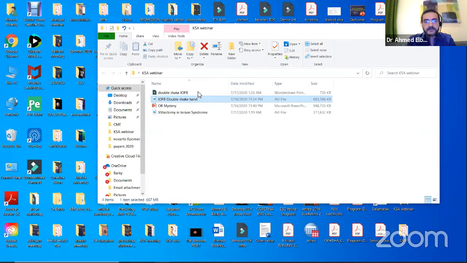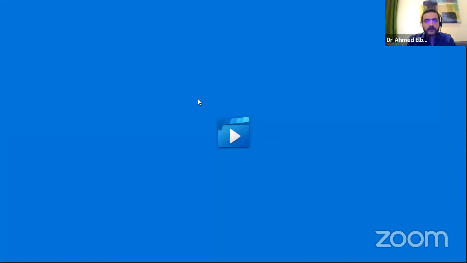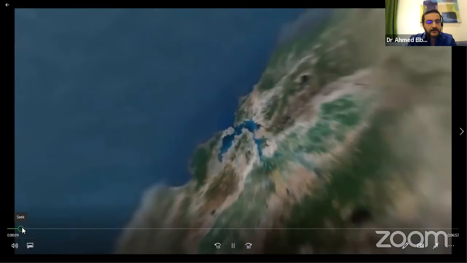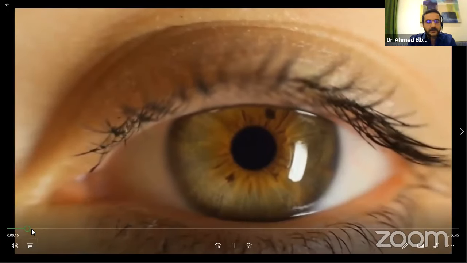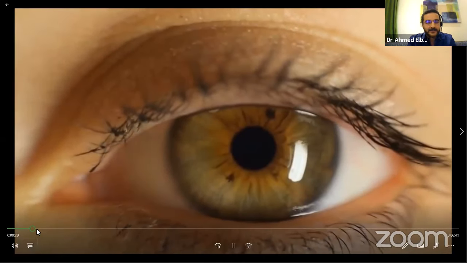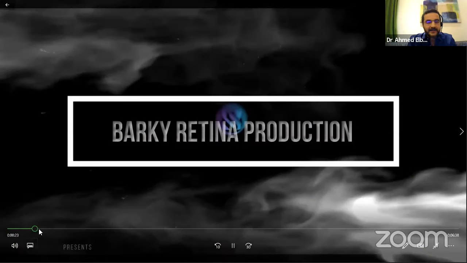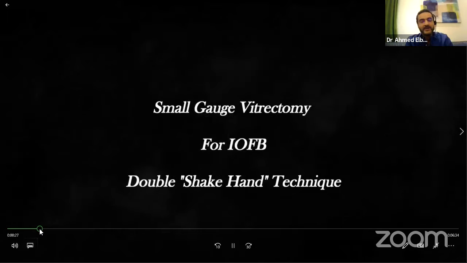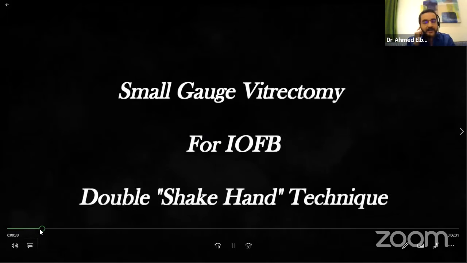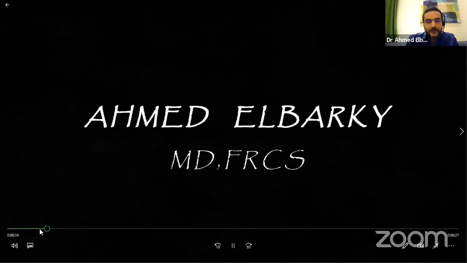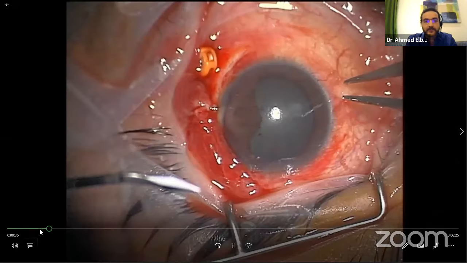I'll start with one case, intraocular foreign body removal, using what we call the double shake hand technique. Just for the sake of time, let's go to the presentation. This is my intro for my videos. But we need to be fast. So this case is a small gauge vitrectomy for an intraocular foreign body, using what we call the double check technique.